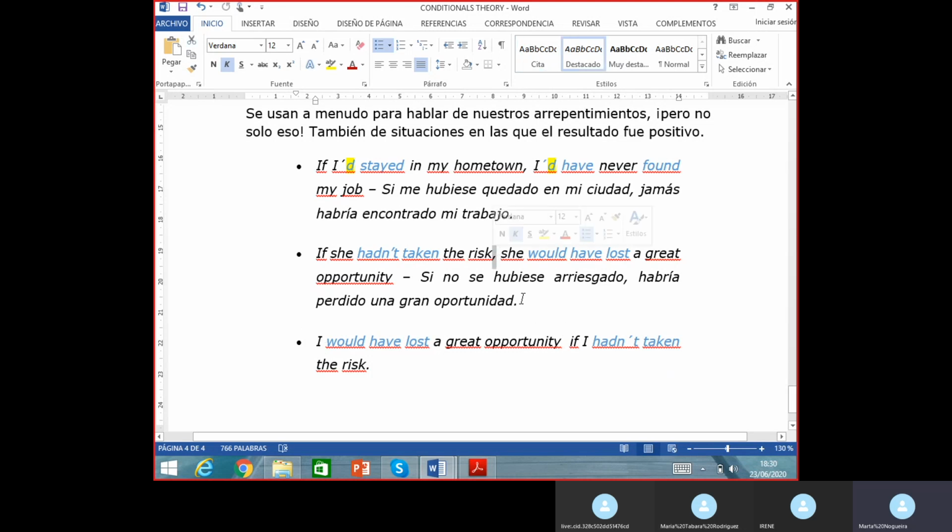And the other way around without the comma, here you see the comma. If I put the other way around, I would have lost a great opportunity if I hadn't taken the risk. Okay, always maintaining that if goes with past perfect. That's basically it. Would have lost. So would plus have plus the participle. Might is that this is a possibility. I might have lost a great opportunity if I hadn't taken. So it could be would or could. Okay, we have said that would can be substituted by any modal. So that's basically it.